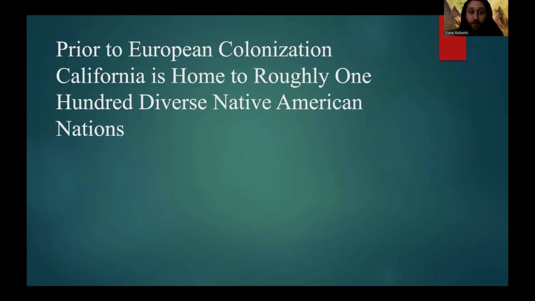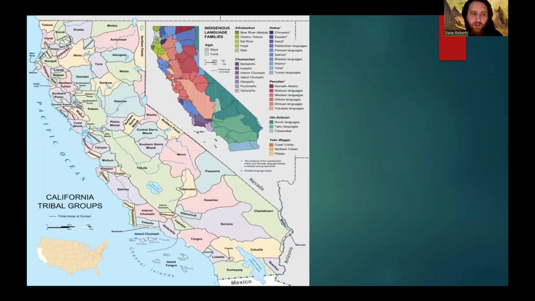Prior to European colonization, California was home to roughly 100 diverse Native American nations, which you can see here on this map. And of course, some of them were larger than others, as is to be expected. But regardless, it's still something to be noted that this was a very diverse, very populated region of North America.